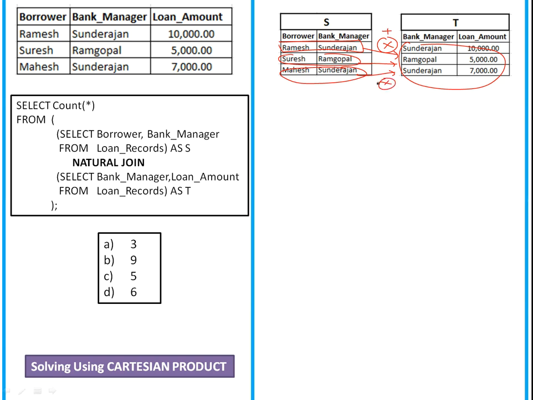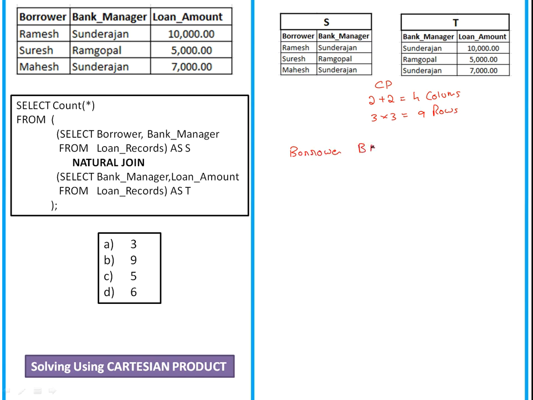Please write Cartesian product. Just pause the video and write Cartesian product, showing Cartesian product consists of 2 plus 2, that is equal to 4 columns, and 3 into 3, that is equal to 9 rows. Please try to write the Cartesian product for the first question. It is borrower, bank manager, bank manager, loan amount. I am writing short forms, guys. I am writing for one sample.